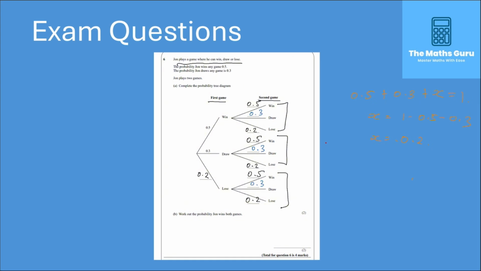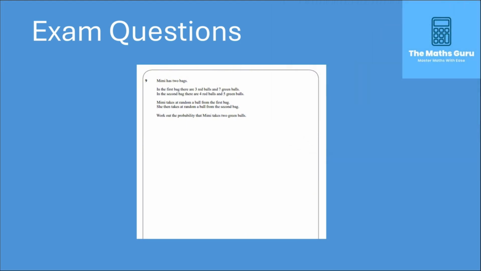Moving on to the second part of this question, work out the probability that John wins both games. So, remember, we have to first follow the paths, so win, win, and we have to multiply the probabilities of them. So 0.5 times 0.5, and this is going to give us a score of 0.25. So the probability is 0.25 or a quarter. Moving on to the next question.